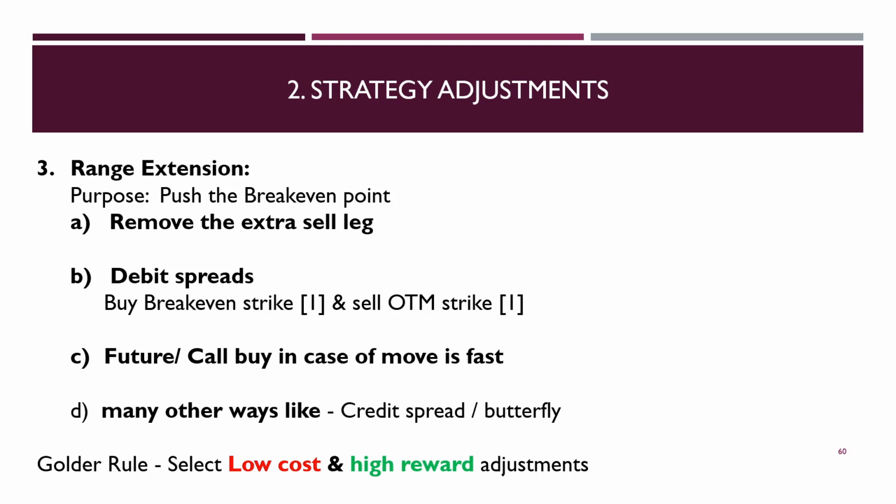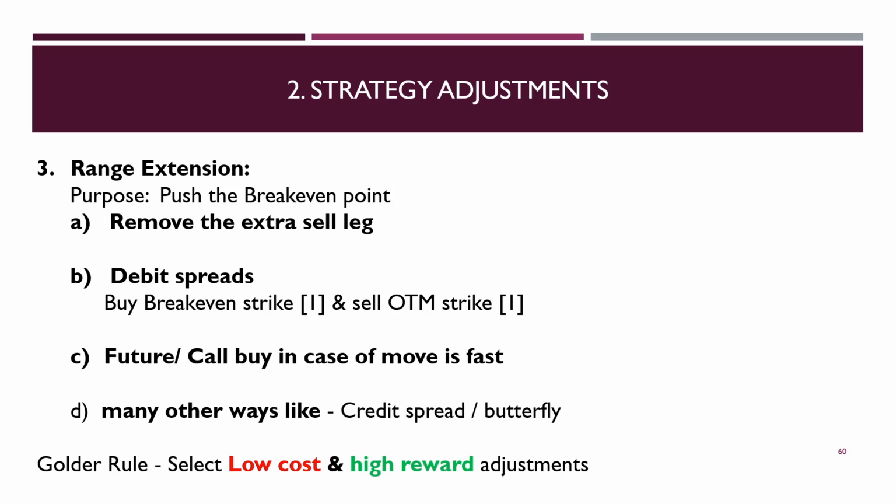This is a very effective adjustment when we are in the second part of the month, because then theta decay is also in play, and the stock is not moving at great speed. It's slowly moving up. In those kinds of scenarios, this is a very effective adjustment.